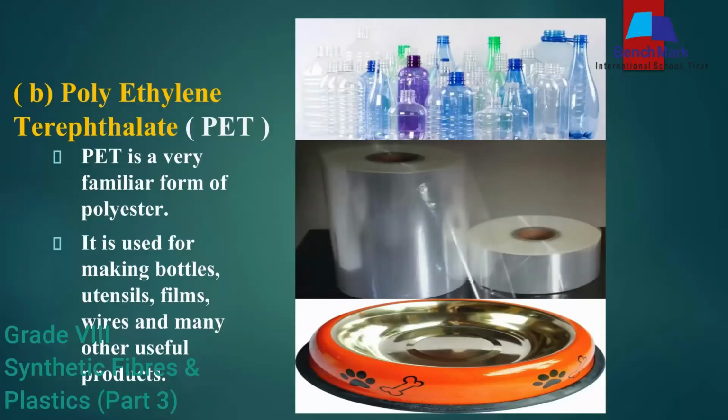You will find the application of PET in different areas, such as bottles, other utensils, and especially films, for making films, wires, and other useful products. To make animal food containers, we use PET, and especially for bottles and the preparation of bottle films, we use the applications of PET.